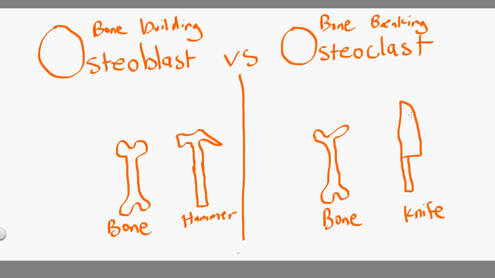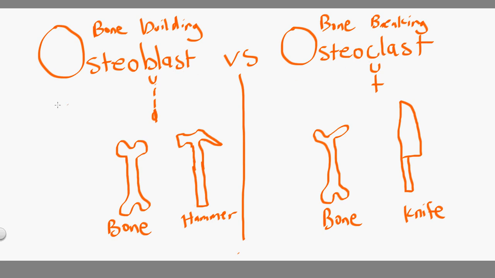Now, why did I write this knife and this hammer in here then? Well, the osteoclast are bone breaking, so it's like cutting the bone. And another way to remember this, with bone building and bone breaking, is osteoclast, with the C, clast, is bone cutting, C-U-T, with a knife. And osteoblast is bone building, B-U-I-L-D. So that B, remember, means build, bone building and bone breaking.